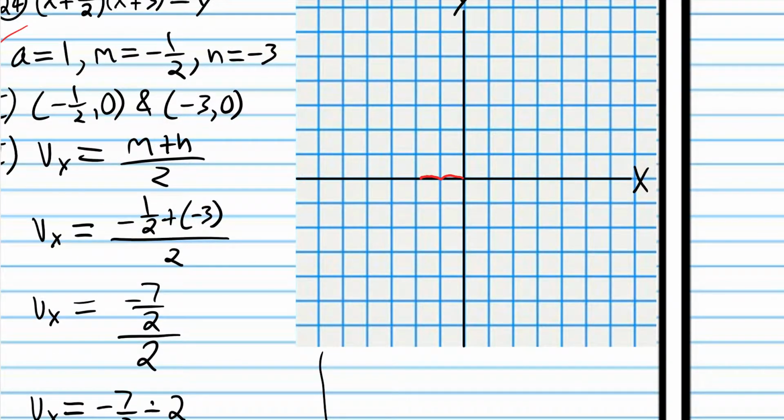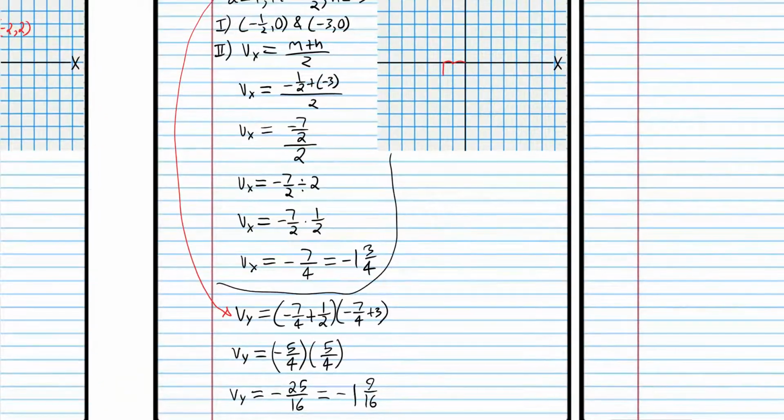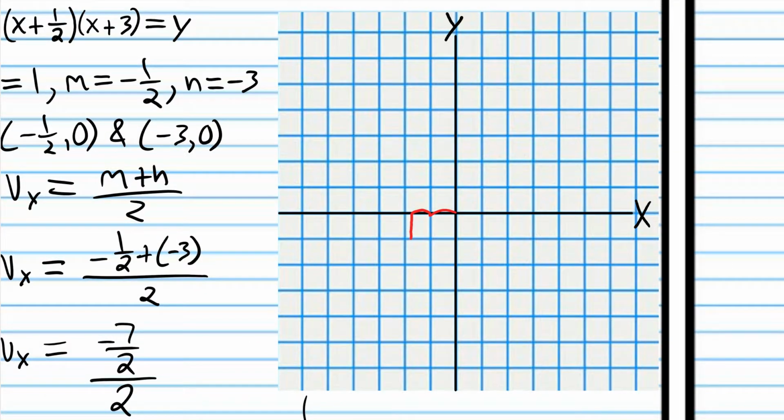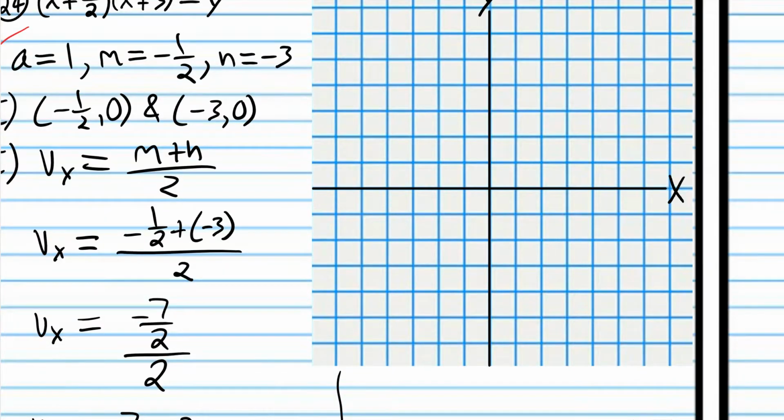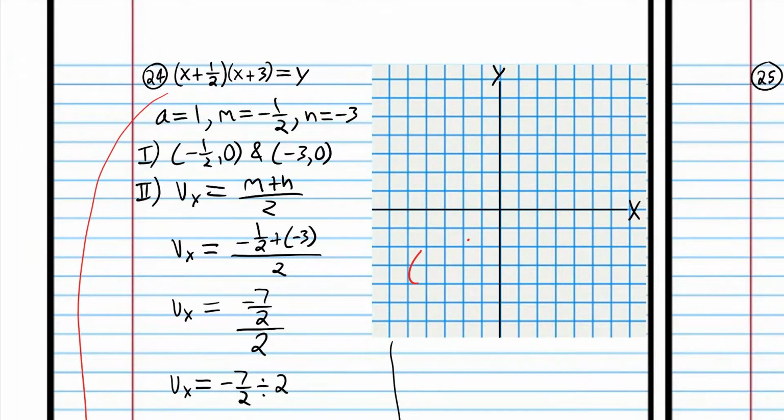So negative 1 and 3/4 would be about there, and 1, 2, 3, 4, 5. Actually, I'm sorry, it should be just 1. 1 and 9/16. So that would be about there. All right. So this parabola is going to be going up, so we can label that point -1 3/4 and -1 9/16.